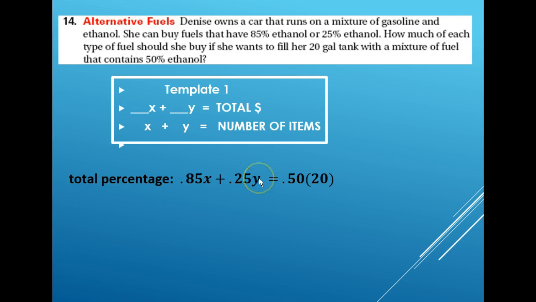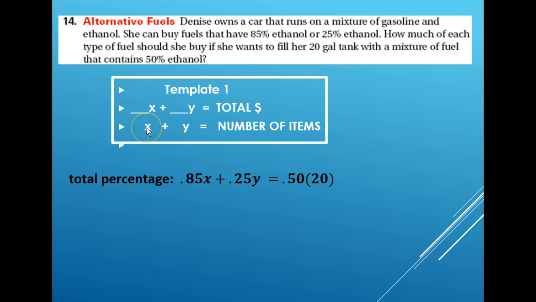But what she wants her total to be, I'm not going to re-record that, sorry about the bell, is she wants her total to be 50% of the 20 gallons that her tank will hold. So the equation looks like this, the first equation. The second equation should be pretty easy for you to come up with. This one I know is a little bit hard.